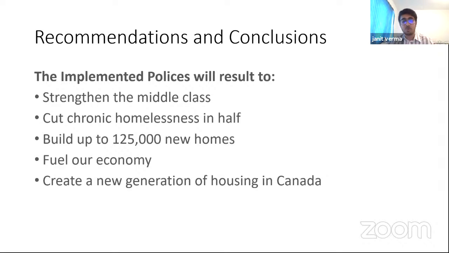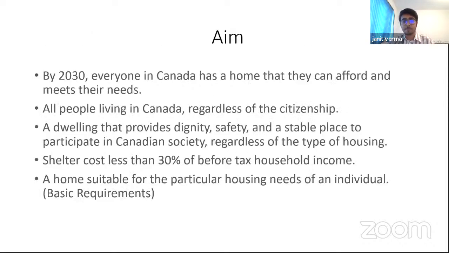To build 125,000 new homes, fuel the economy, and create a new generation of housing in Canada. The government has aimed that by 2030, everyone in Canada has a home they can afford and that meets their needs. All people living in Canada, regardless of citizenship, should have a home. That is the main motto of the government. A dwelling that provides dignity, safety, and a stable place to participate in Canadian society, regardless of the type of housing. Shelter cost should be less than 30% of the household income.